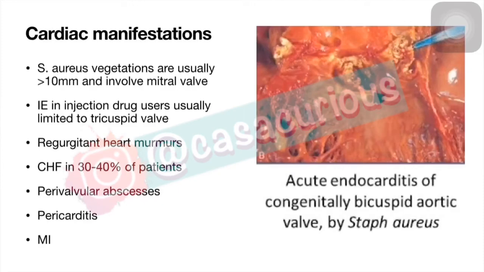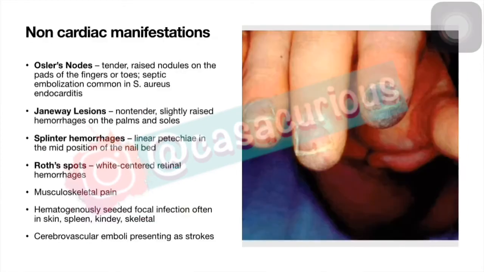Extension of infection can result in perivalvular abscess, which in turn may cause intracardiac fistulae. Abscesses may burrow from the aortic root into the ventricular septum and interrupt the conduction system, or may burrow to the epicardium and cause pericarditis.